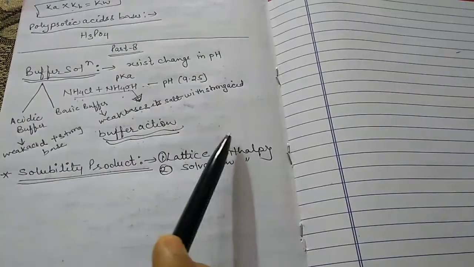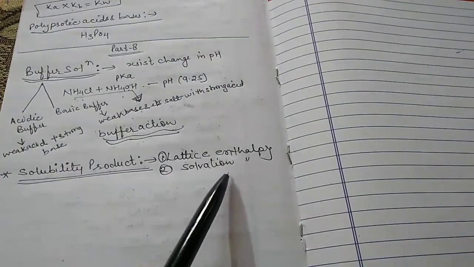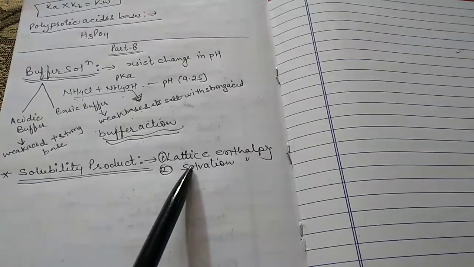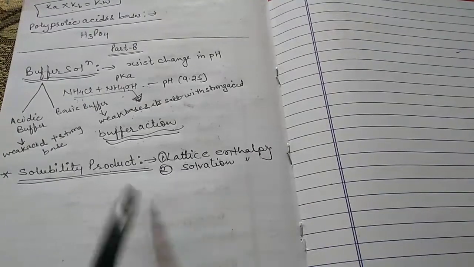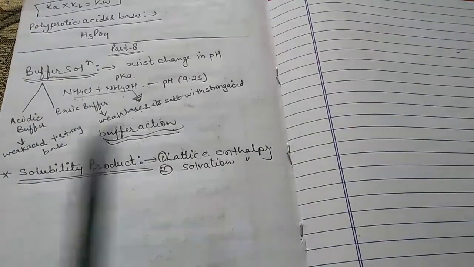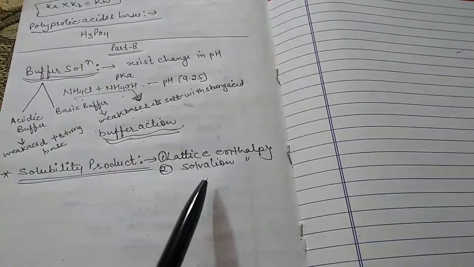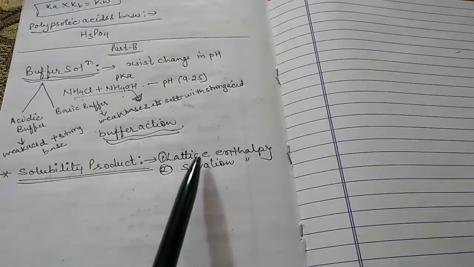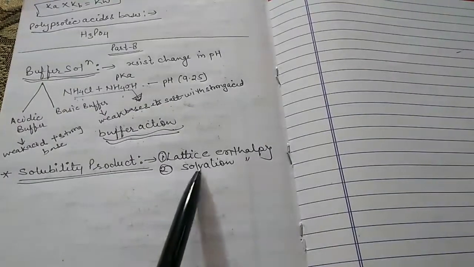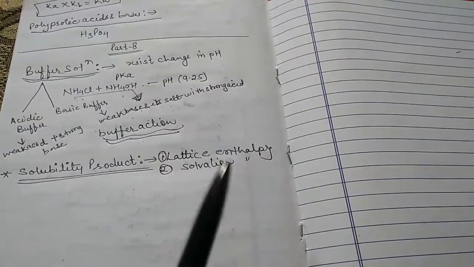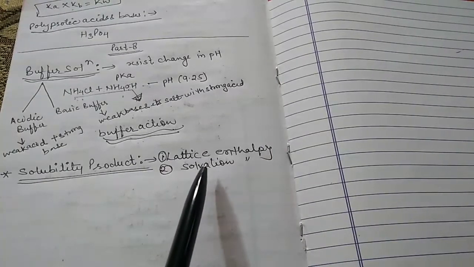On the other hand, the solvation enthalpy is also a type of energy. The solvation enthalpy is the amount of energy released. Lattice enthalpy is the required amount of energy, and solvation enthalpy is the released amount of energy. It is the amount of energy released when 1 mole of a solid salt gets dissolved in solvent.